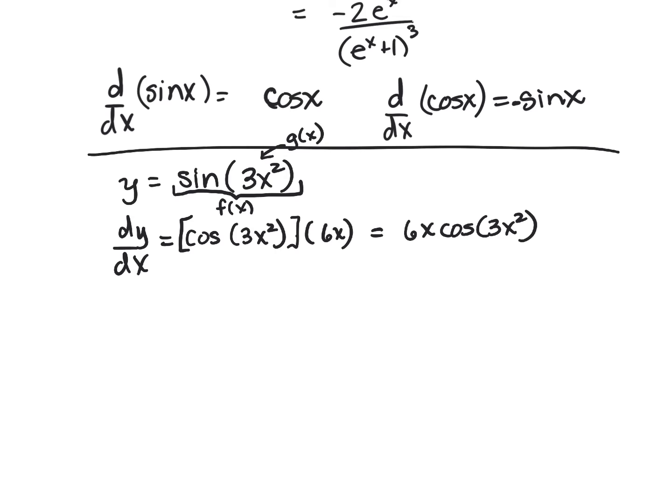So see if you can try one. Let's say f of x is equal to the cosine of 4x squared plus 2x minus 1. See if you can find f prime of x.